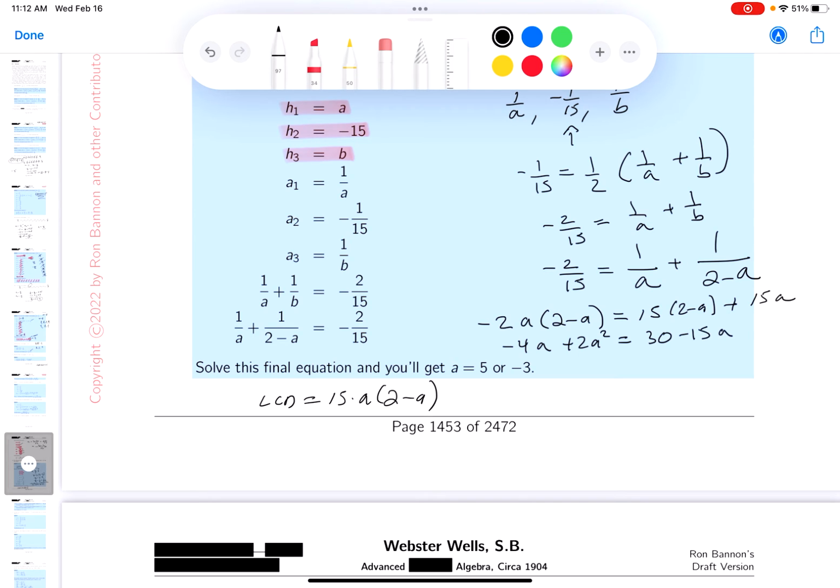I'm hoping it's going to really kind of be easy. Plus 15A. Well, it doesn't look that bad. You get 2A squared minus 4A. The 15A's disappear, and then you get minus 30 equals 0. And then I'm going to factor a 2 out, or divide both sides by 2, just to make my life easier.